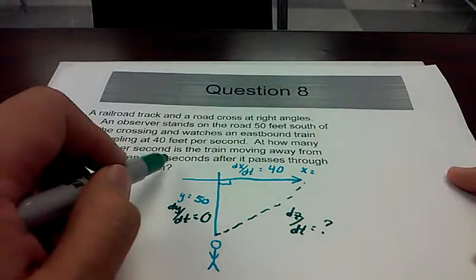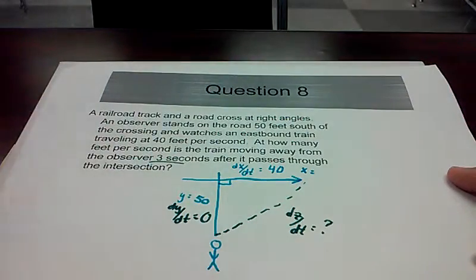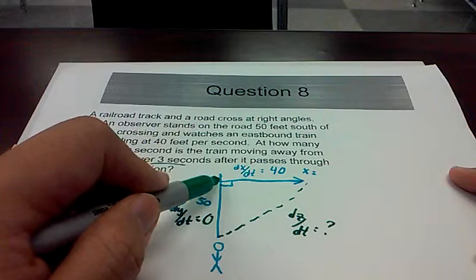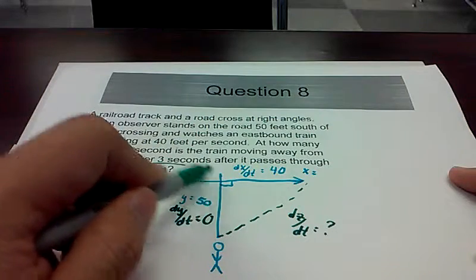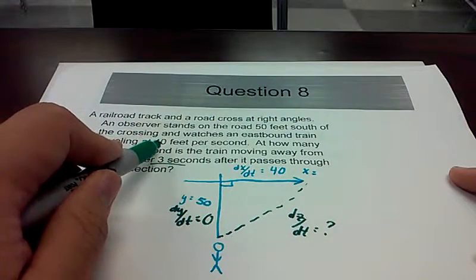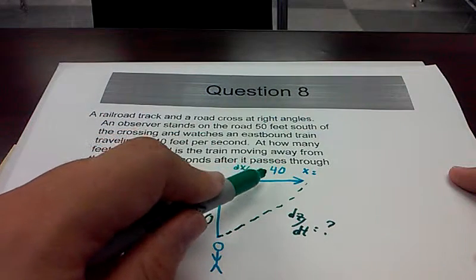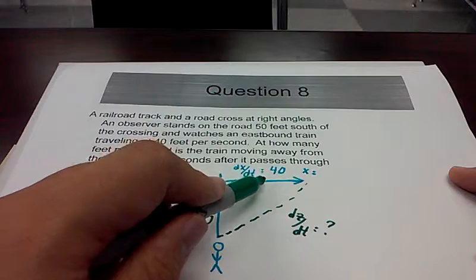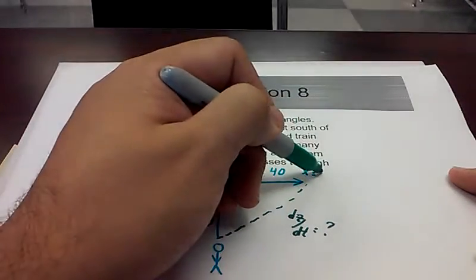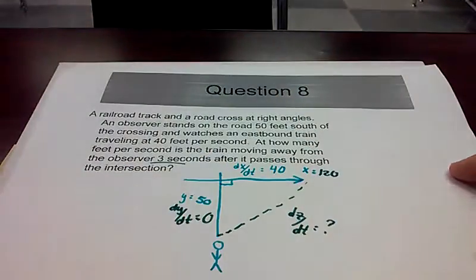Now this last part says 3 seconds after it passes through the intersection. Well, 3 seconds after it passes through the intersection, it's going 40 feet per second. So after the first second, it's moved 40 feet. After the second, it's moved 80 feet. Then after the third second, it's moved 120 feet. So this x value is 120.